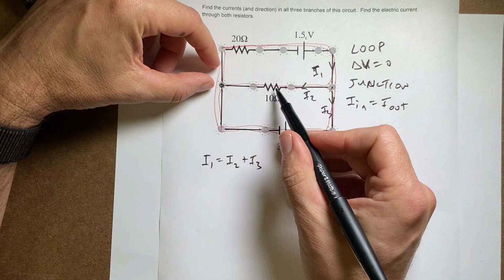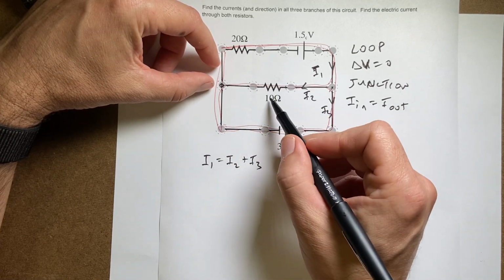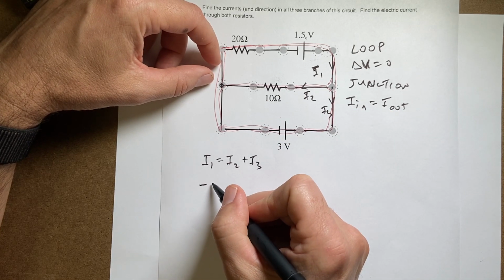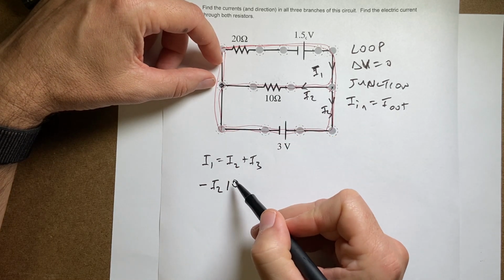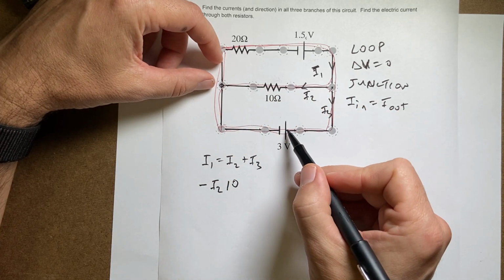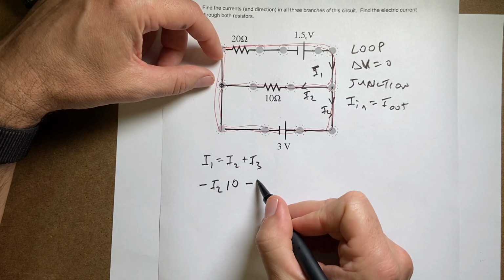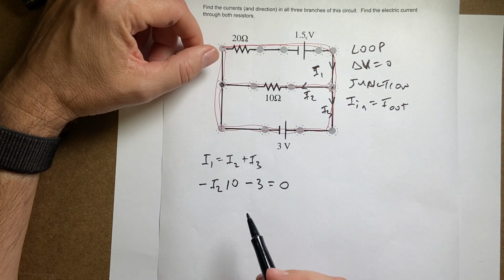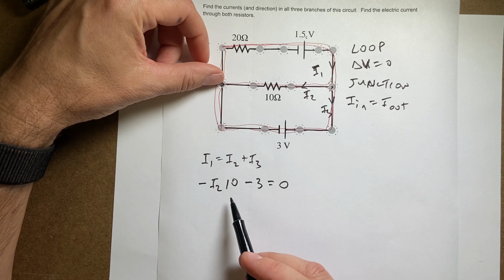If I go across the resistor this way, I'm going in the opposite direction of the electric current, so it's going to be a positive change in potential. So I'm going to get negative I2 times 10. And then I come down here. Now I'm going from the positive side to the negative side, so I get minus 3. And you'll notice this equation only has one variable in it, so I can go ahead and solve for that. But I'm not going to.